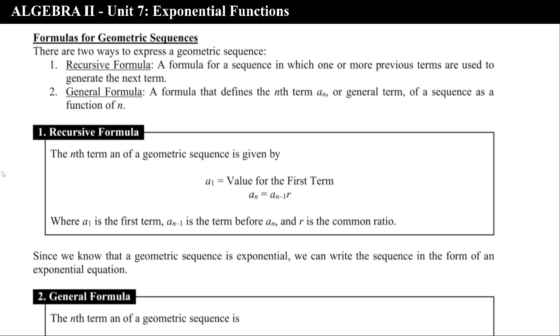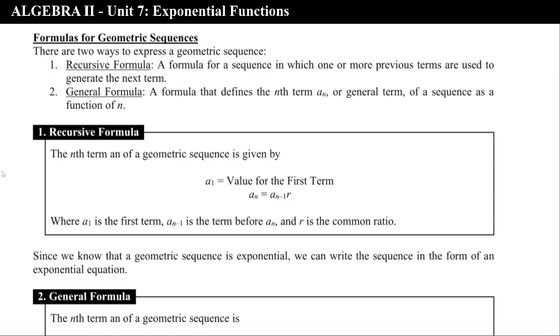All right, now let's talk about formulas for geometric sequences. So there are two ways to express the geometric sequence. One with the recursive formula, where you're given the value of the first term, and then the second term after that can be determined by taking a sub n equals a sub n minus 1 times r. So remember, in arithmetic sequences, we had plus d on the end. Now here we have times r on the end.